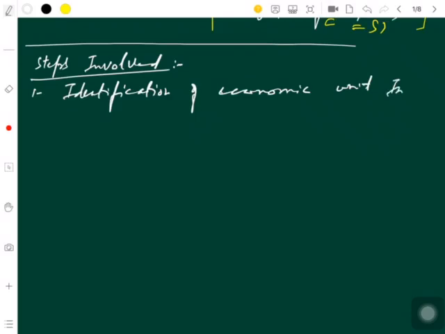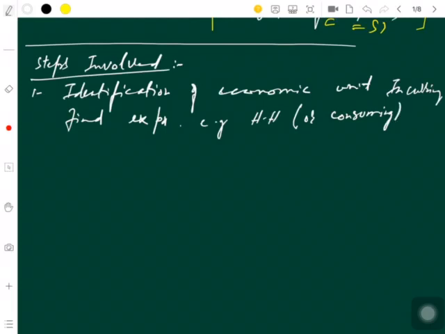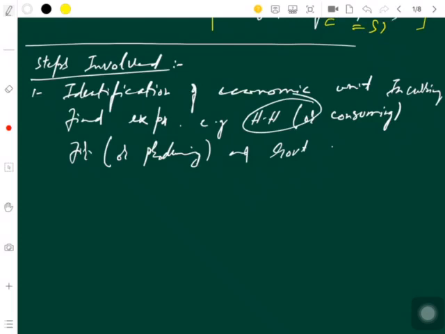Or incurring, let me write it for you, final expenditure. That means which part of the economy is making this final expenditure. For example, you can say households, or consuming, consumer sector, consuming sector, firm or producing sector, and obviously the government sector. So three sectors we have: household, firm and government. This is the identification part.